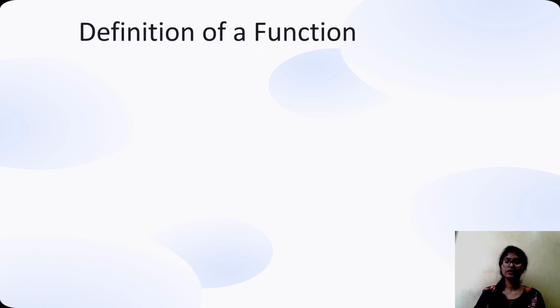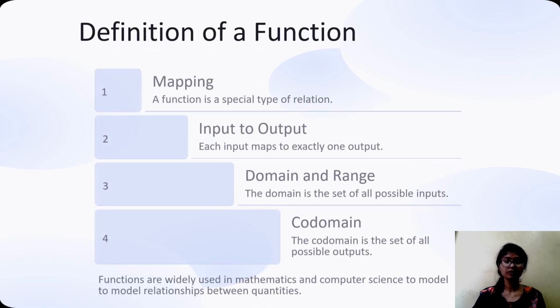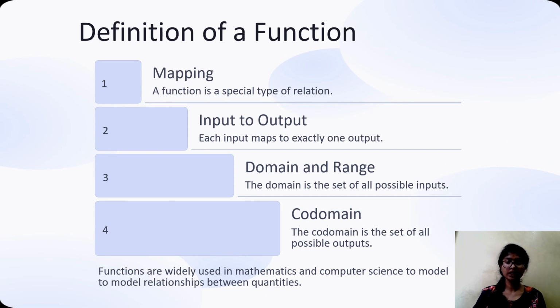Now let's see what is the definition of a function. A function is a special type of relation where each input maps to exactly one output, and the domain is the set of all the possible inputs. The codomain is the set of all the possible outputs. Functions are widely used in mathematics and computer science to model the relationship between quantities.